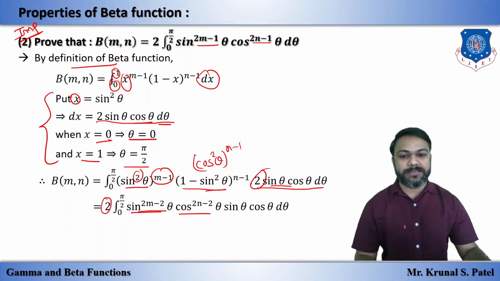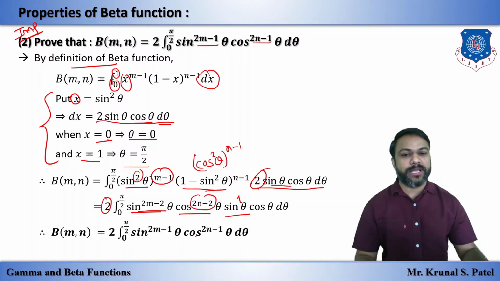Now we know that for the same base we add the powers, so 2m minus 2 and this 1 gives 2m minus 1, and in the same way 2n minus 1. Okay, hence it is proved. By using this, how can we solve an example?